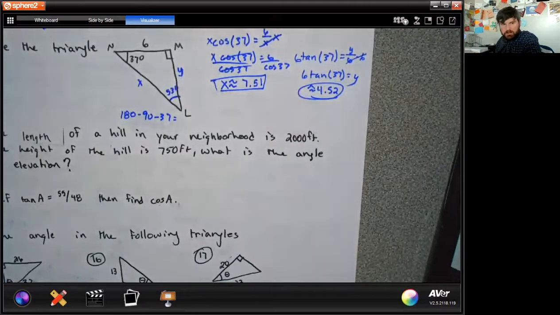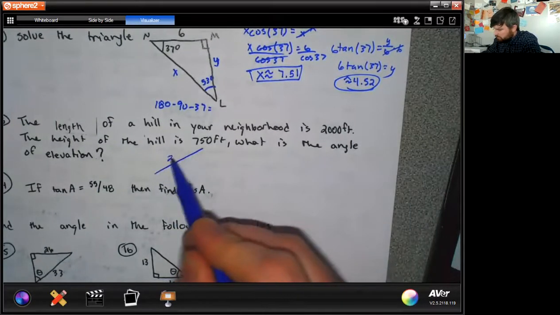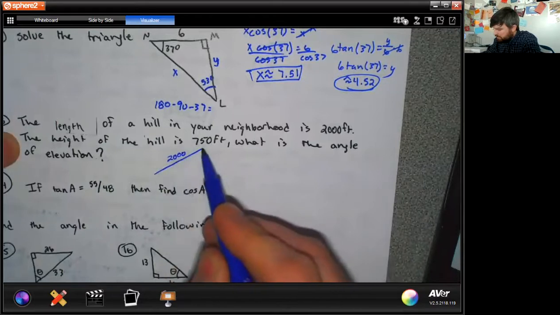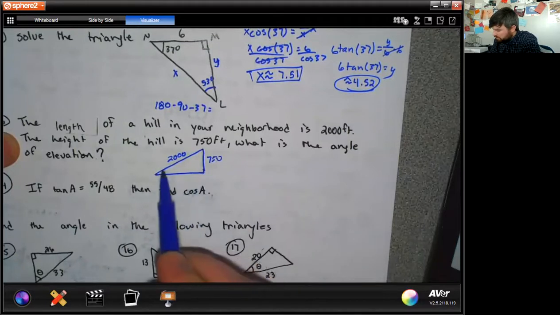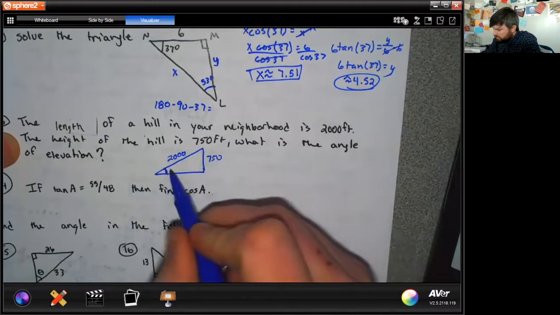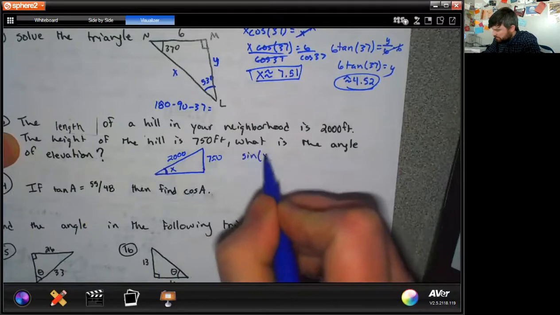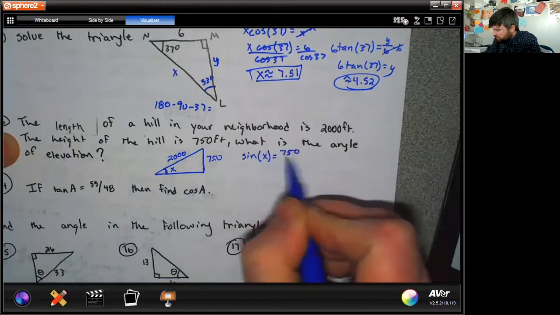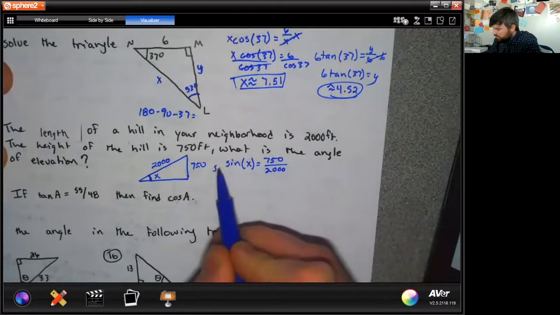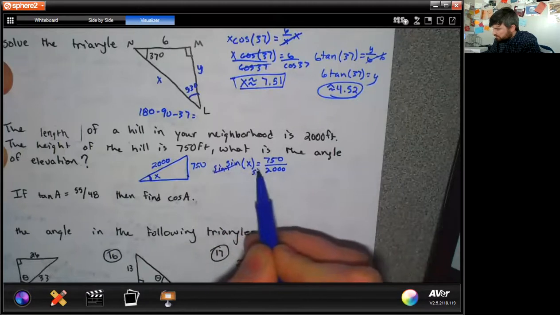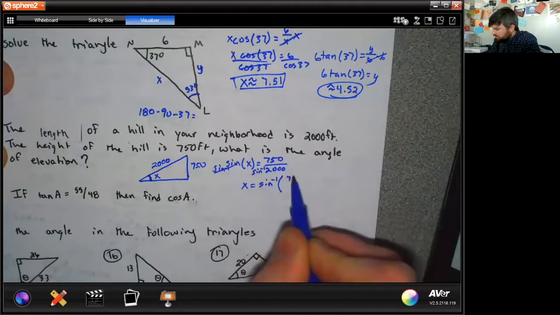Okay, the length of a hill in your neighborhood is 2,000 feet. The height of the hill is 750 feet. What is the angle of elevation? So we're looking for this angle right here. Okay, X, so that's opposite and hypotenuse. So that's sine of X equals 750 over 2,000. So in order to get rid of sine, I do the inverse of both sides. So X equals the inverse sine of 750 over 2,000.